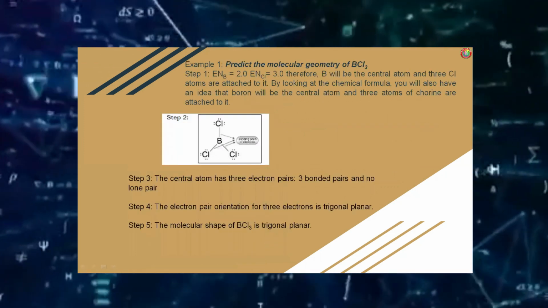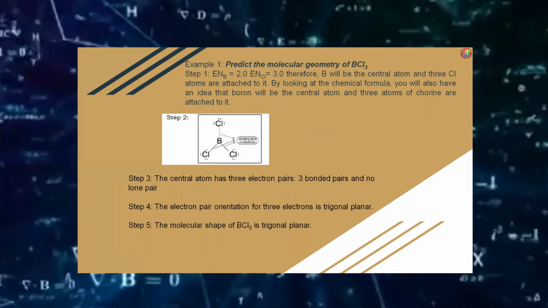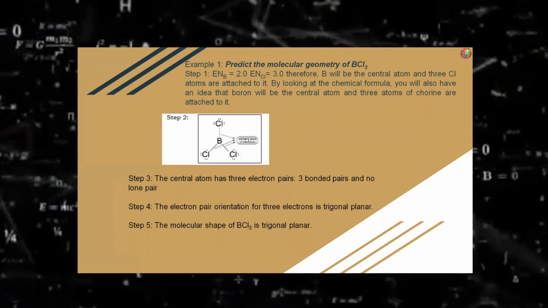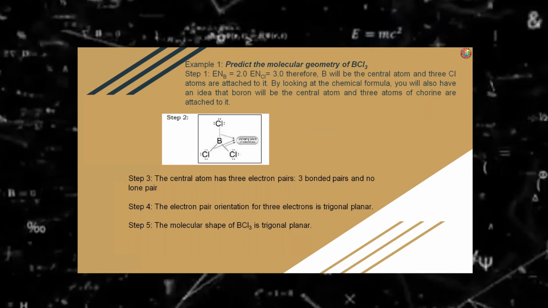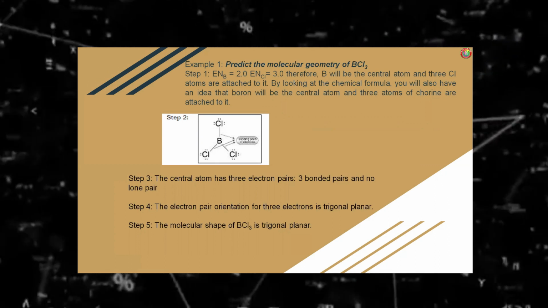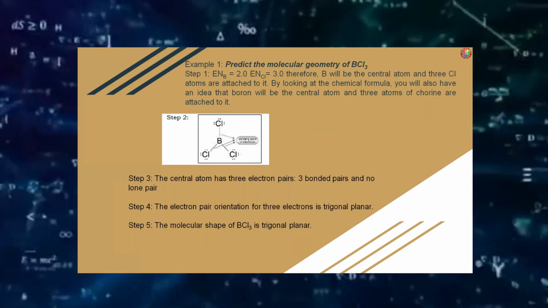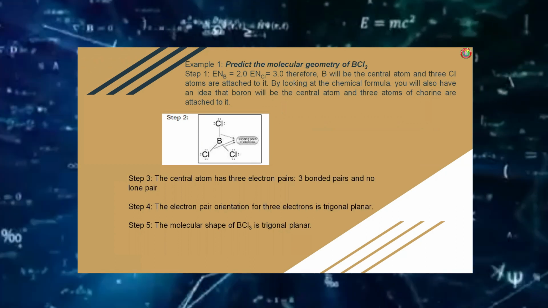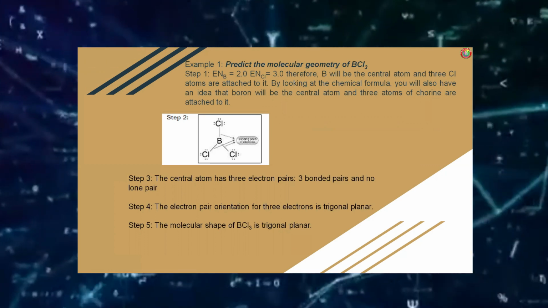Example 1, predict the molecular geometry of BCl3, or what we call boron trichloride. So step 1, the electronegativity of boron is 2.0, the electronegativity of chlorine is 3.0. Therefore, B will be the central atom and 3 chlorines are attached to it. By looking at the chemical formula, you will also have an idea that boron will be the central atom and 3 atoms of chlorine are attached to it.